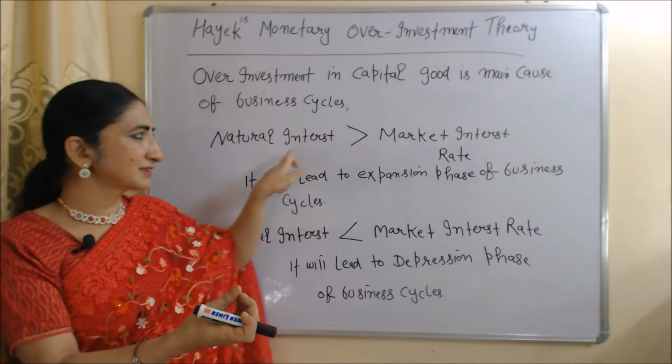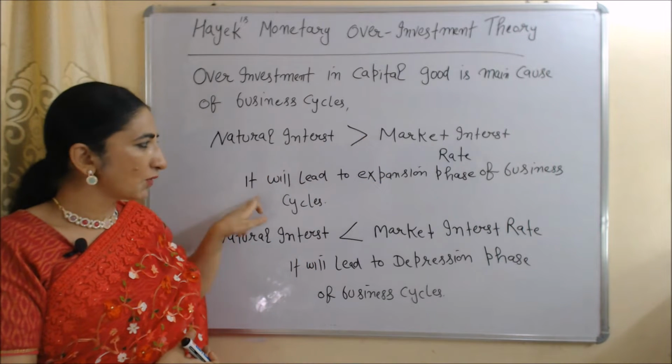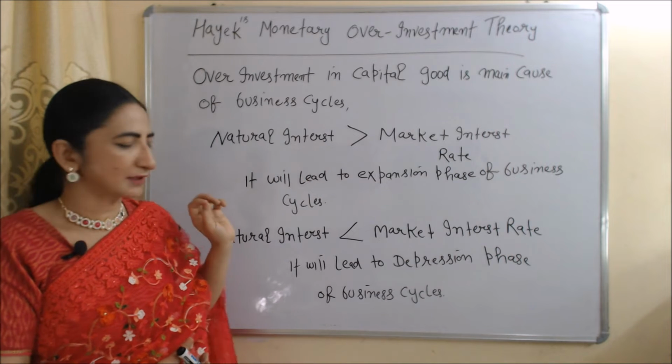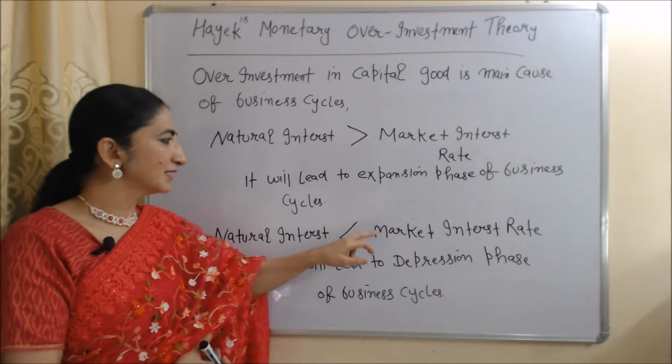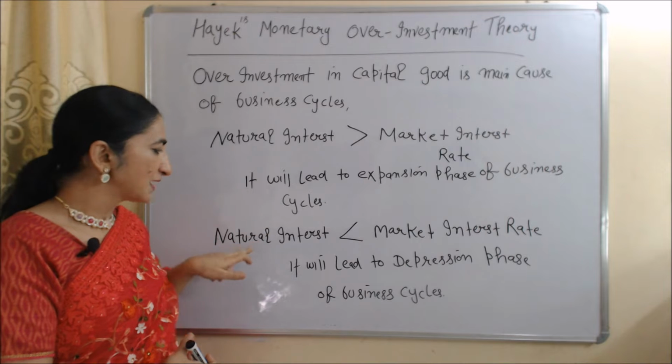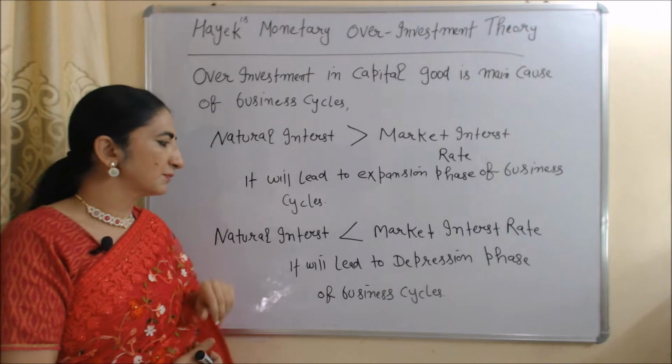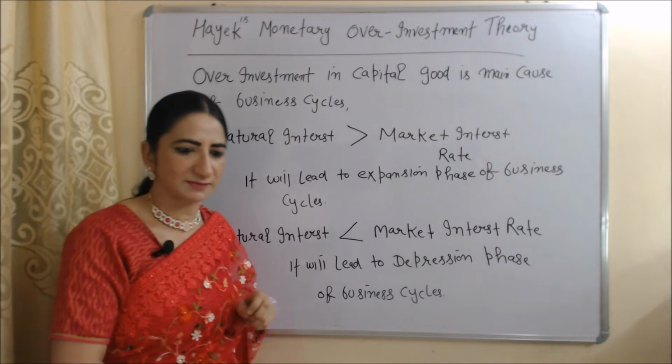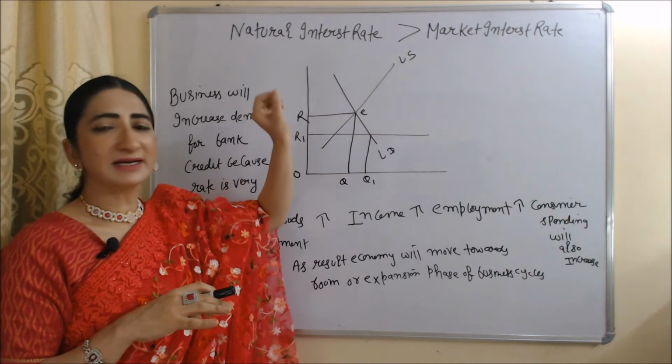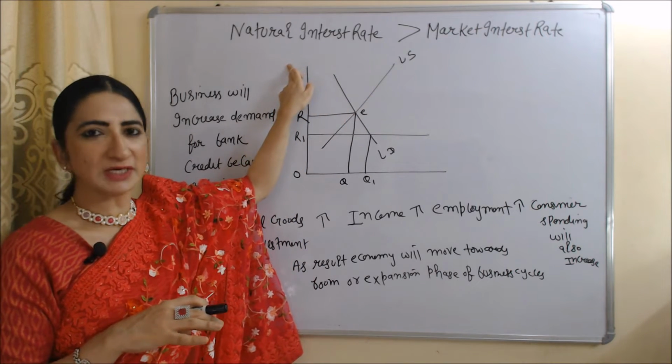If the market interest rate is less than the natural interest rate, it will lead to the expansion phase of the business cycle. On the other hand, if the market interest rate is more than the natural interest rate, it will lead to the depression phase of business cycles. The first case is when the market interest rate is less than the natural interest rate.